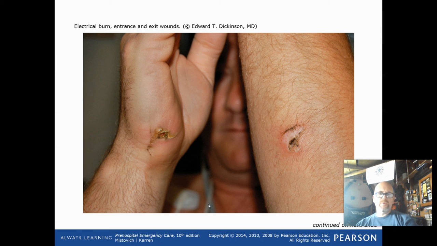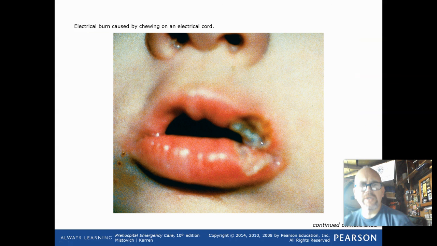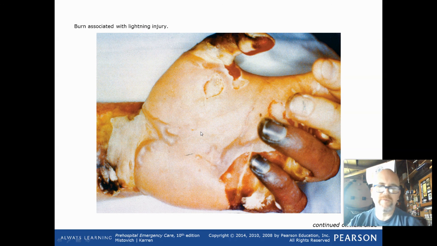So there you go. This is an entry wound and an exit wound. Not a lot of electricity coming through here, but it's enough to cause some problems. It's smaller here and larger here. And as you can see, he touched a wire with his forearm on the ground. It traveled probably across his shoulders and back out the other side of the arm. So there you go. Electrical burn from a child chewing on a wire. Okay. I don't know how bad this injury overall could have been for this kid, but you can see the burns to his lips. Pretty nasty stuff.